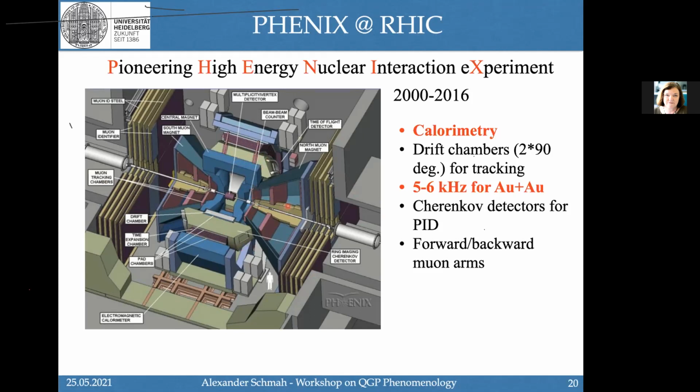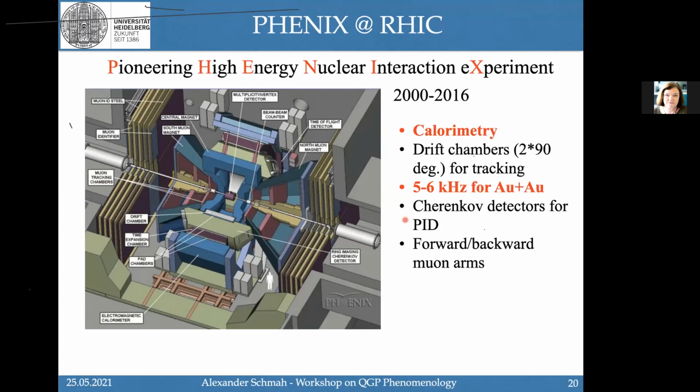The new thing here, and the update to the previous experiment, was that you also have calorimetry. Something we actually had already in the Plastic Ball experiment, but here, of course, with much higher granularity. So this could be used for direct photon measurements, jet reconstruction, and electron-positron identification.